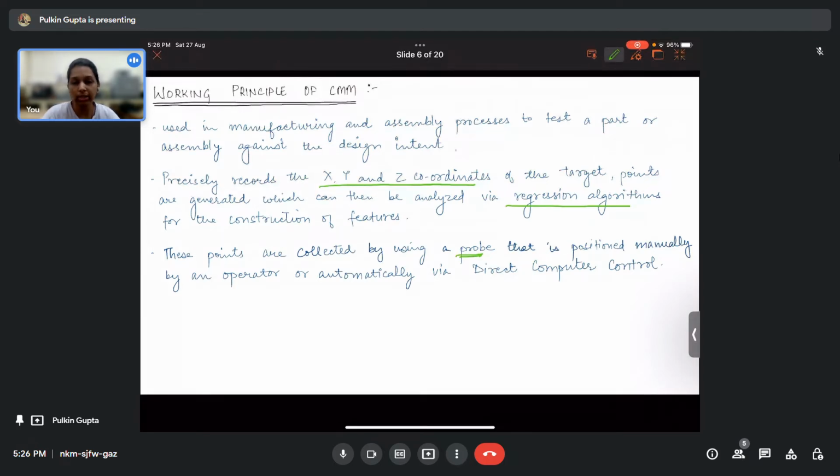This machine contains a mechanical probe that is positioned manually by an operator or automatically via direct computer control. So we can define the origin. We can just take this probe to a particular position and then define that this position should act as the origin.